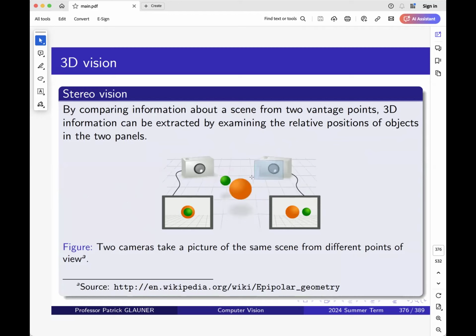But this camera sees something different. It sees the orange one, which is here, and to its right is the green one. So with these two cameras, we actually learn much more about the scene than with just a single camera, because it allows us to examine the relative positions of objects in this scene.